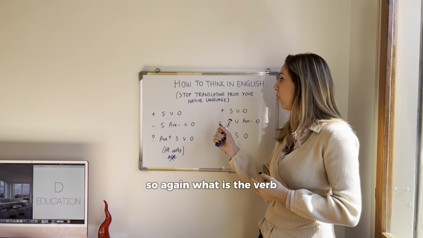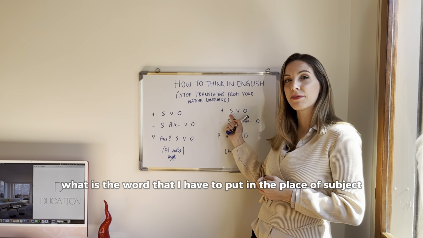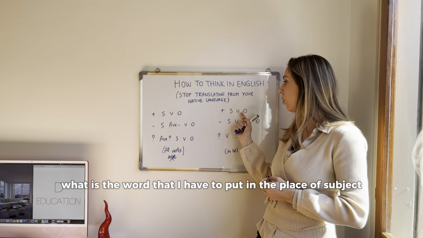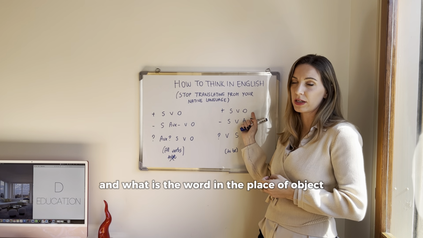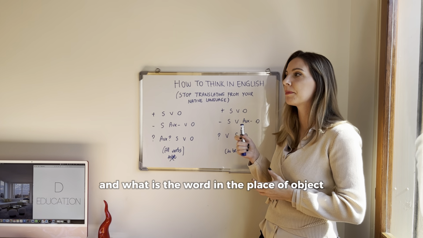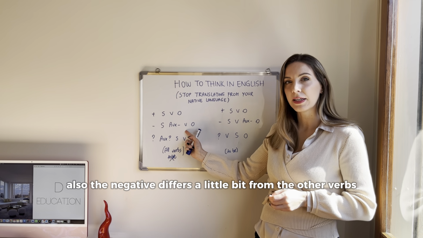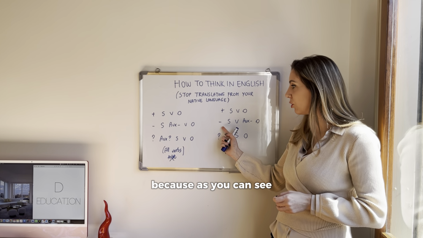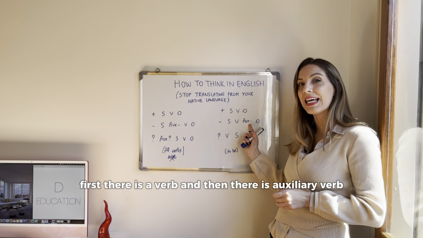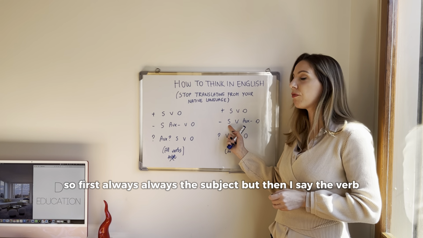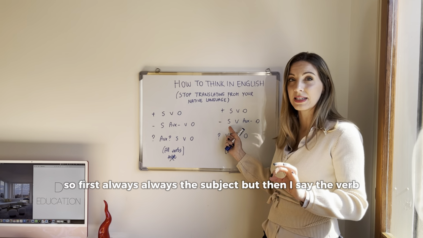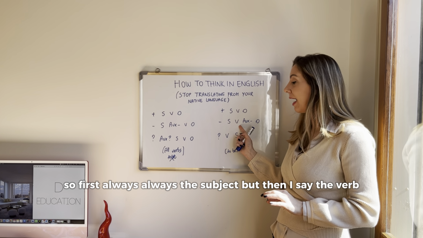So again, what is the verb? What is the word that I have to put in the place of subject? What is the word in the place of verb? And what is the word in the place of object? Now, what about the negative sentence? Also, the negative differs a little bit from the other verbs because, as you can see, first there's the verb and then there is the auxiliary verb. So first, always the subject, but then I say the verb.